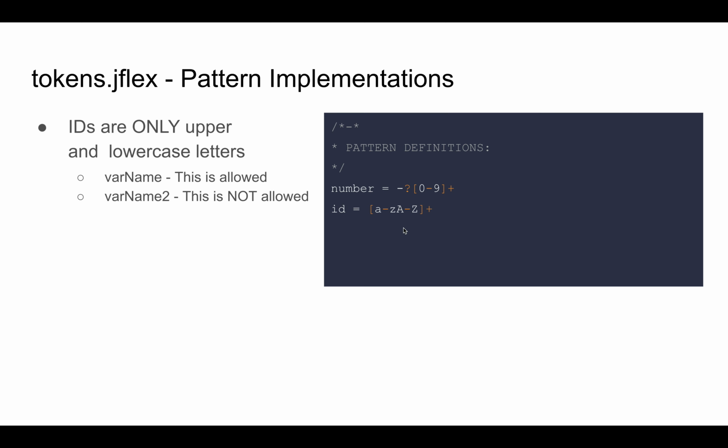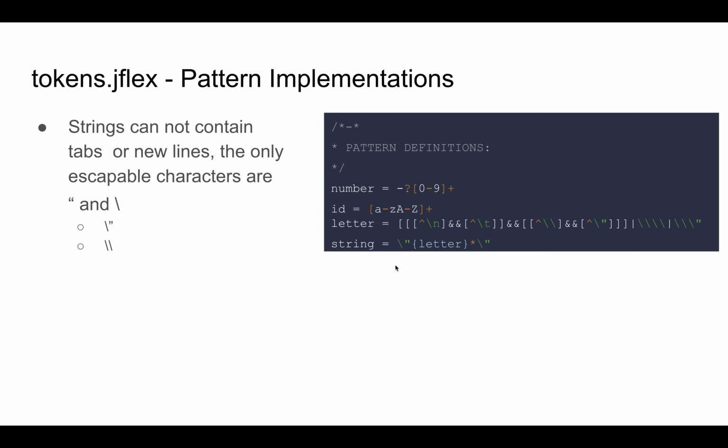Okay, the next one, strings. Strings cannot contain tabs or new lines. The only escapable characters are the double quote and the backslash. So we define the pattern for string first. It's a sequence of letters enclosed by a pair of double quotes. Then we define the pattern for letter. You can see here the new line is not allowed and the tab is not allowed, but we do support the double quote and the backslash.